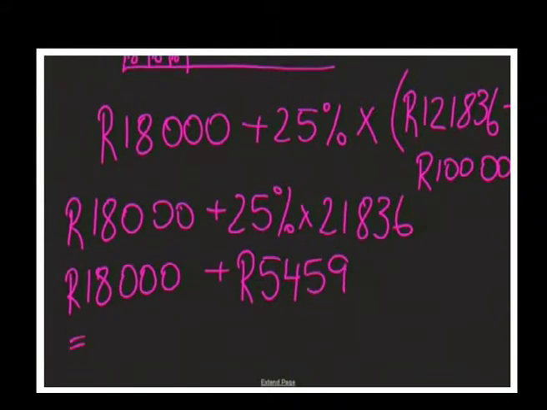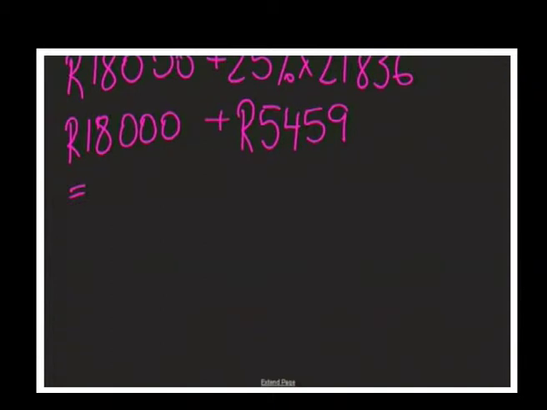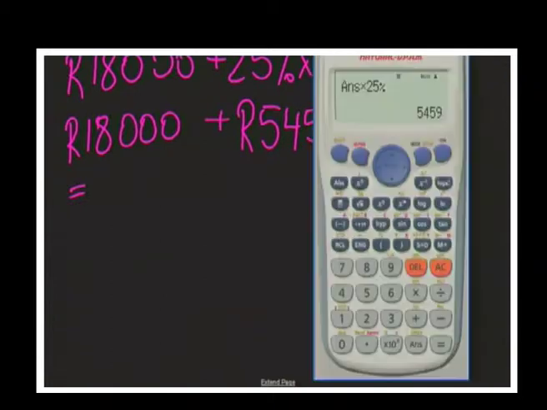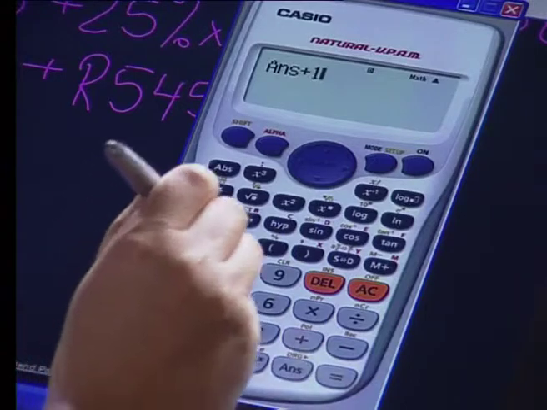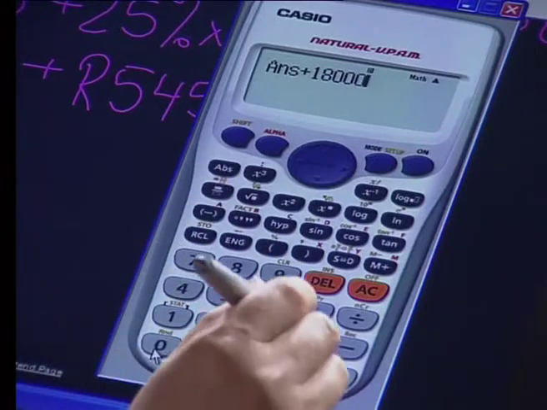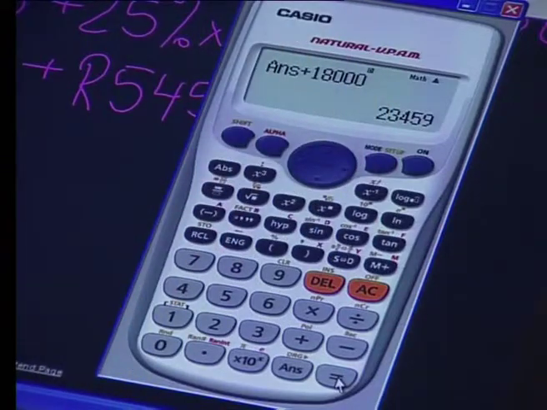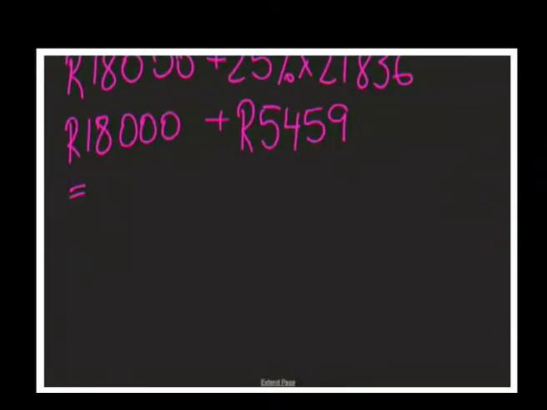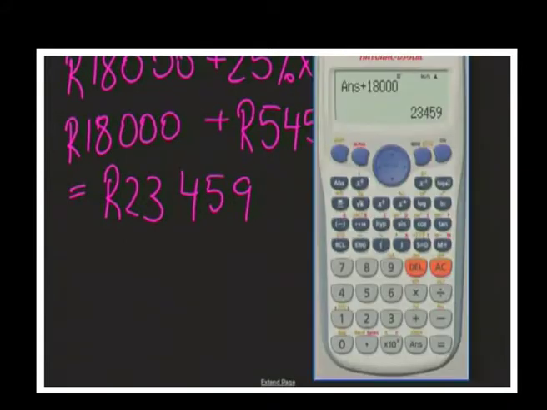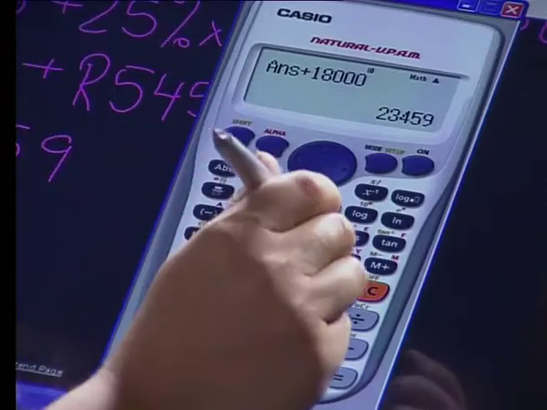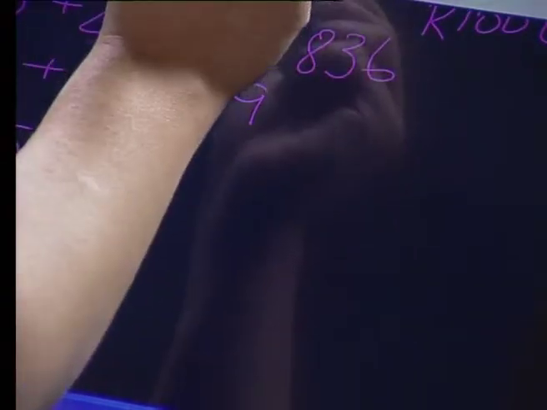So what does she pay in total in tax? We now can add these. Go back to the calculator. I'm going to add my 18,000 Rand, and she needs to pay 23,459. Let me double check that. 23,459.